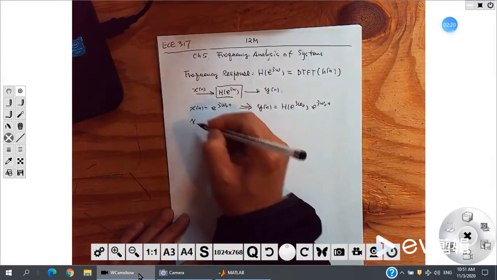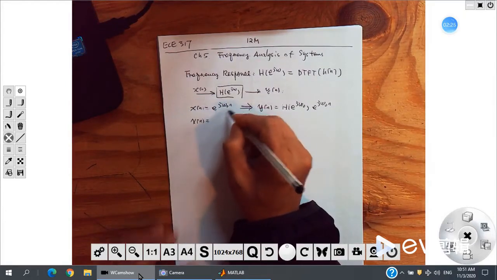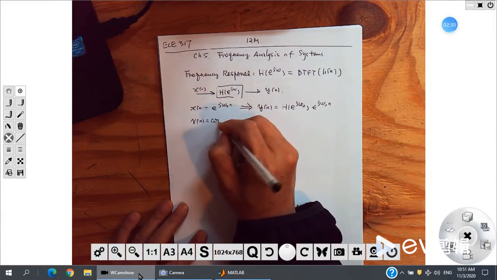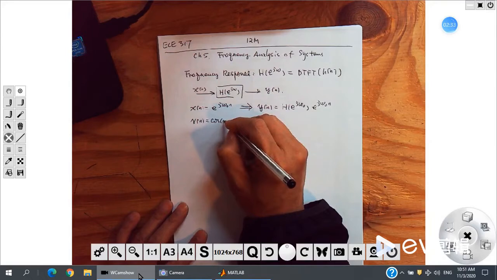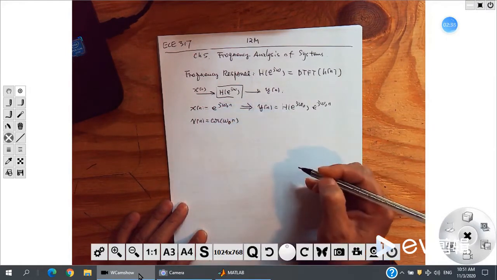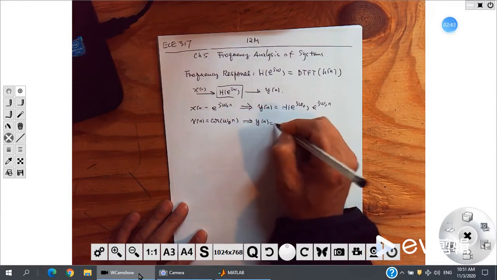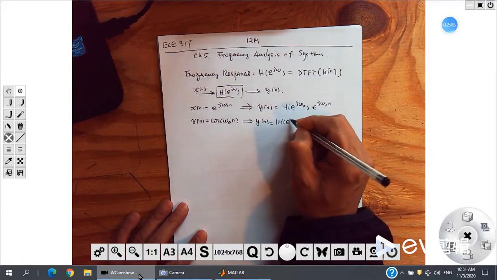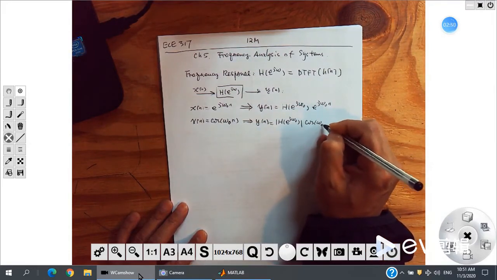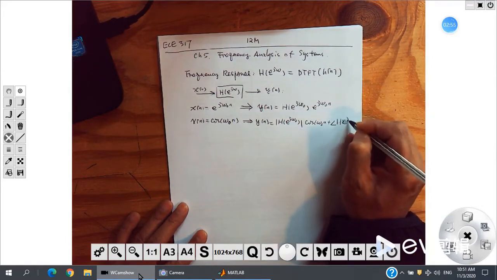And if x of n is a real sinusoid, e to the j omega 0 n is a combination of both a real part and an imaginary part. The real part is a cosine, so now we consider just cosine of omega 0 n. Then y of n equals the magnitude of H of e to the j omega 0 times cosine of omega 0 n plus the angle of H of e to the j omega 0.